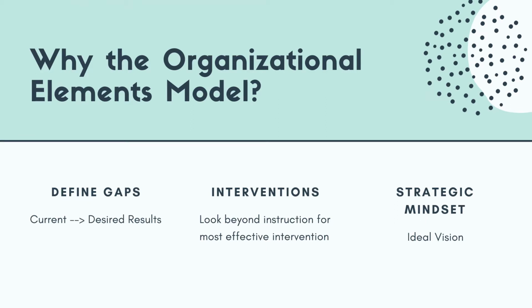Kaufman's belief that organizational change should be the result of strategic planning was the foundation of his organizational elements model. His model was designed to identify gaps between current and desired results in order to find the best intervention possible. His model collected other data that might include the need to steer away from a strictly training-based solution. And the focus was a strategic mindset. It helped organizations go beyond just thinking about profit to the bigger societal impact.